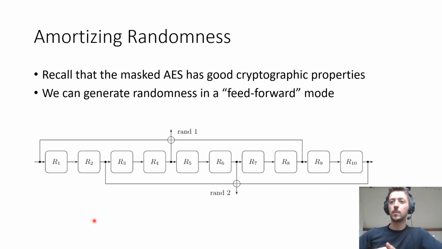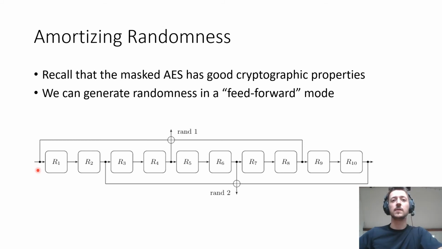So in the next part of our work, we tried to amortize the randomness. Essentially that means that we're going to try and subtract randomness from one sharing of the AES, so one call, and use it in the next call. And remember that the sharing of our AES has good cryptographic properties. So the sharing of our AES actually works as if it's, in itself, a cipher. And we're going to try and use some sort of feed-forward modes of operation.